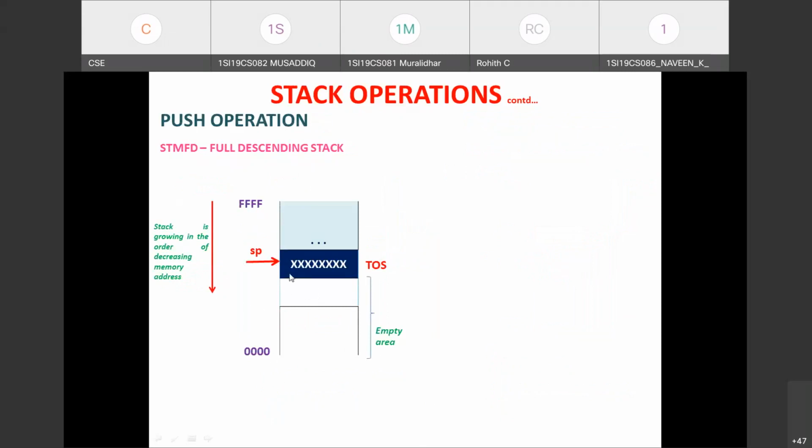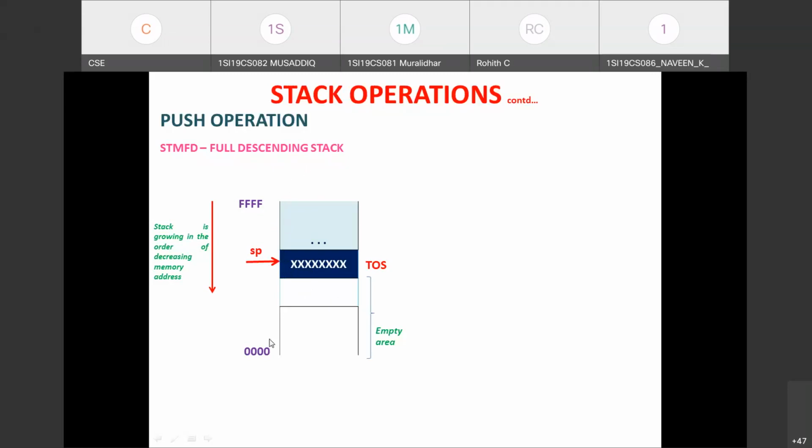Each time you perform an insertion operation, the pointer will be decremented. So whether the decrement operation takes place first or after depends on whether you are using an empty stack or a full stack. Here we have considered a full stack. Just observe, SP is pointing to the last element inserted in case of a full stack, and it is a descending stack.